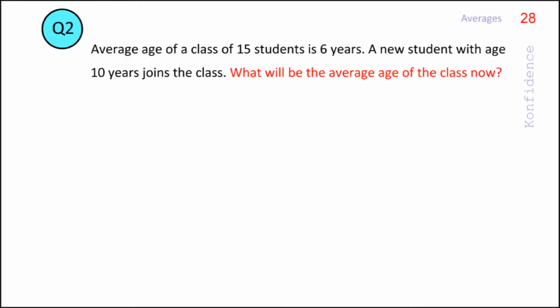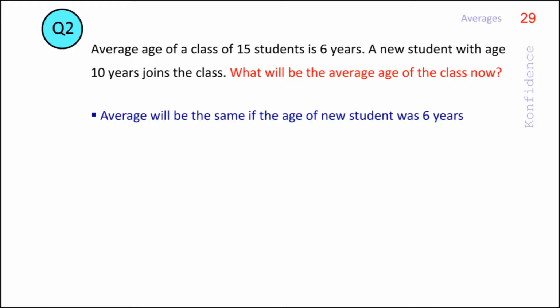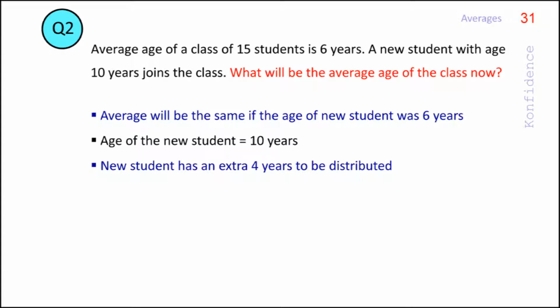A new student with age 10 years has joined the class. The average would have remained the same if a 6-year-old had joined the class, wouldn't it? That is, 15 multiplied by 6 added to 6 divided by 16 equals 6 itself. Here, a 10-year-old has joined the class. So, the new student has an extra 4 years to be distributed among the members of the class.